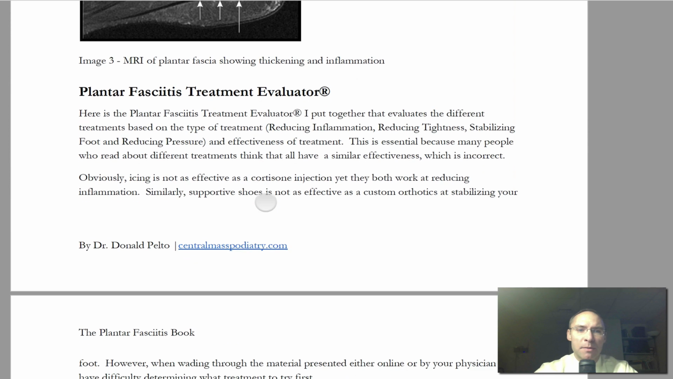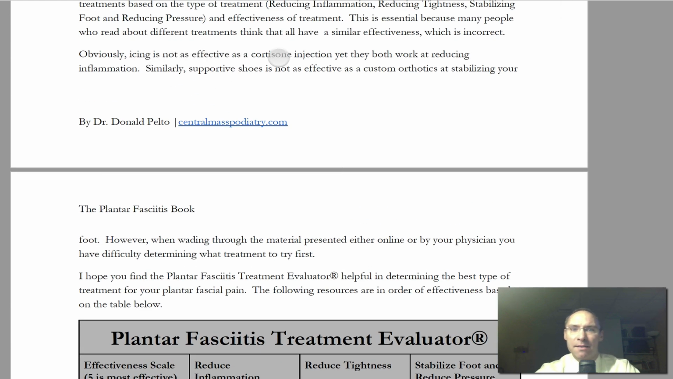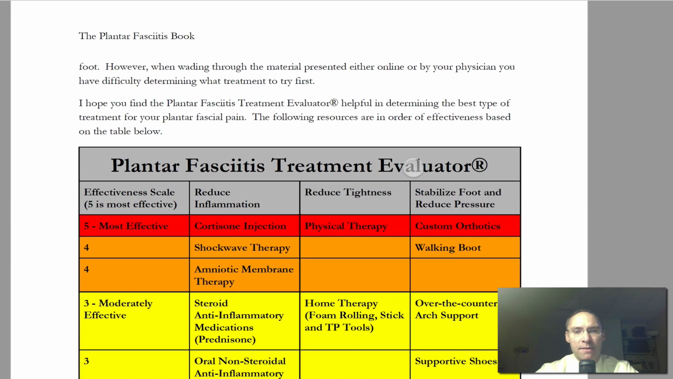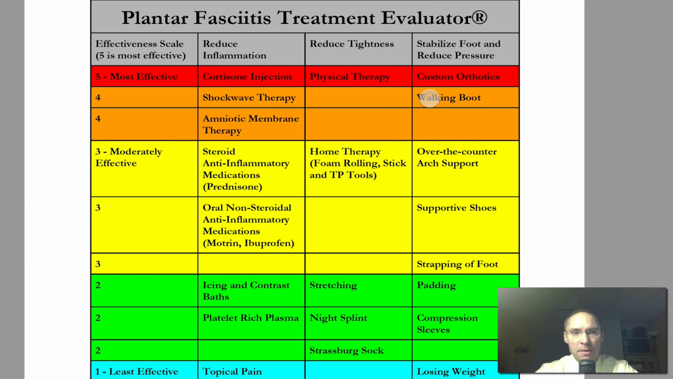And here's the treatment evaluator. It really divides treatments into different categories, such as reducing inflammation, reducing tightness, and stabilizing the foot, and reducing pressure. And I want to really explain that icing is not as effective as a cortisone injection. Similarly, supportive shoes aren't as effective as a custom orthotic. And much of the information you're going to find is important, but it's not all that effective. So this is the gist of it. The Plantar Fasciitis Treatment Evaluator.